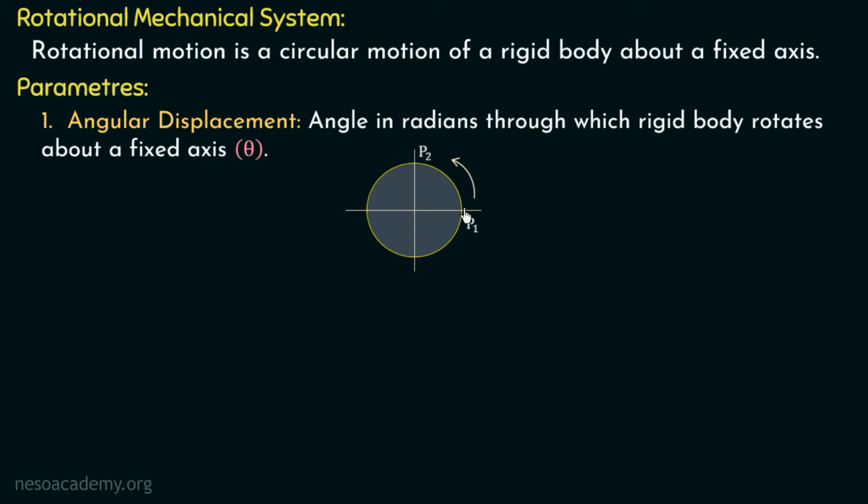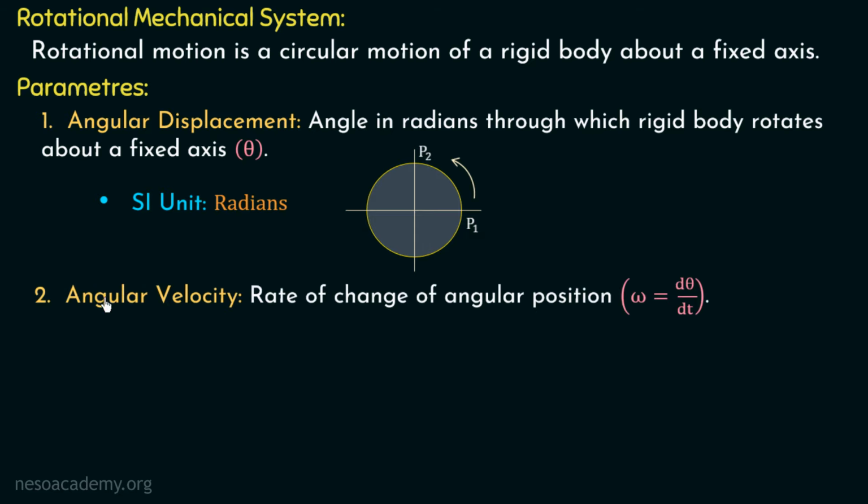Now this change in the position of the point from P1 to position P2 due to the rotation of this rigid body is called the angular displacement, and it is measured in radians, and hence the SI unit of angular displacement is radians. So tell me, what is the angular displacement of this body if point P1 moved to point P2? Yes, the angular displacement is 90 degrees, or we can say the angular displacement is pi by 2 radians. So I hope you understood the first parameter, which is the angular displacement.